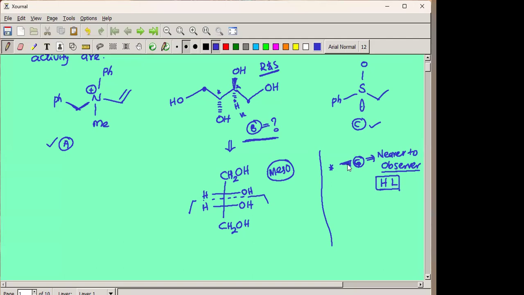If a group is represented with a thick line, we consider that group to be present on the horizontal line. Any group represented with a dotted line indicates that it is away from the observer.